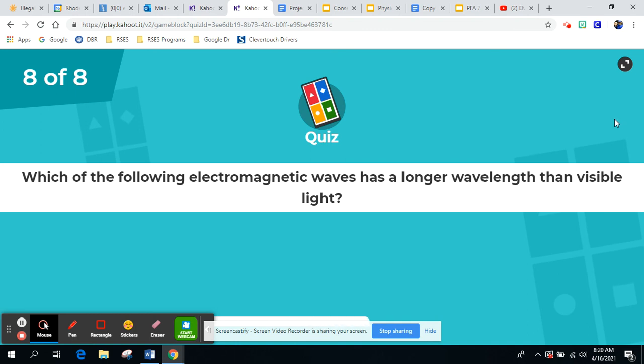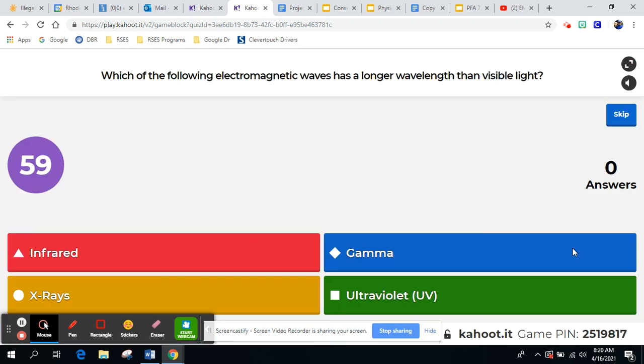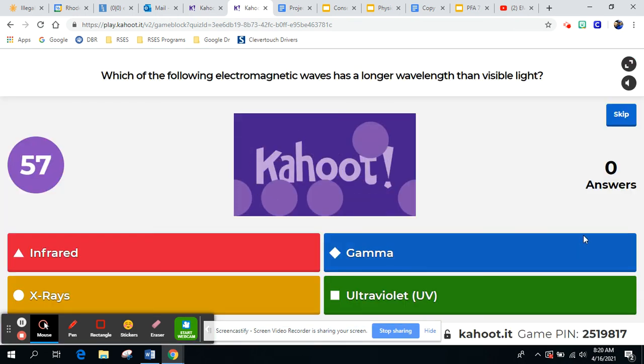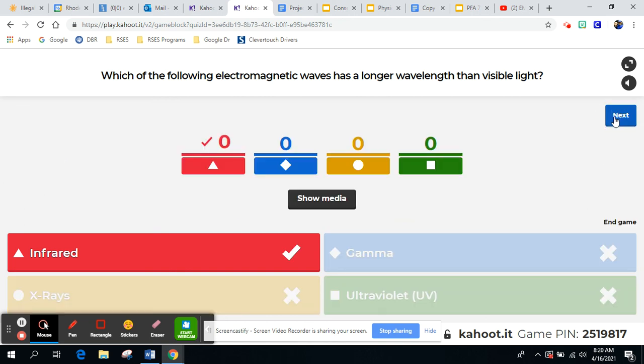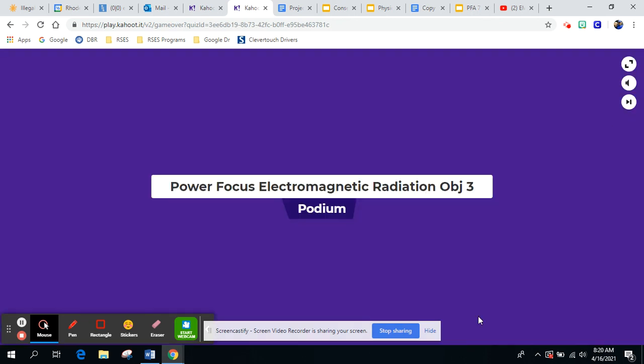Which of these EM waves has a longer wavelength than visible light? Same question, except the opposite end, and you will also have a picture for this one. So don't worry about it. It will be infrared, but again, with a picture, it's super easy. And you should be good for your test.